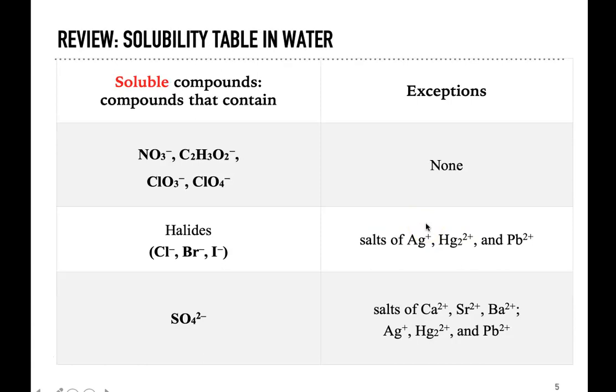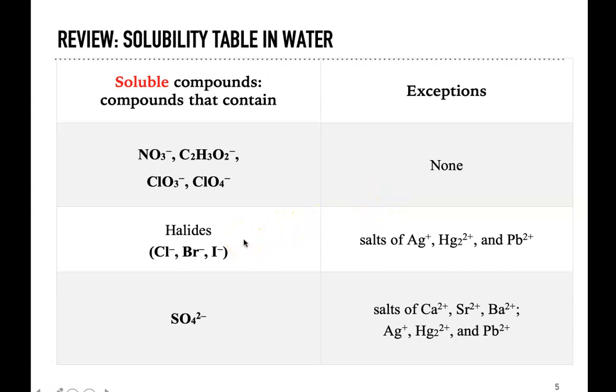Now let's make a review of the solubility table that we studied in the previous class, Chem 201, General Chemistry 1. This slide shows soluble compounds. The soluble compounds contain these anions, and they are usually soluble. There are certain exceptions here. When the compound contains nitrate, acetate, chlorate, or perchlorate, then that ionic compound is all soluble without any exception.